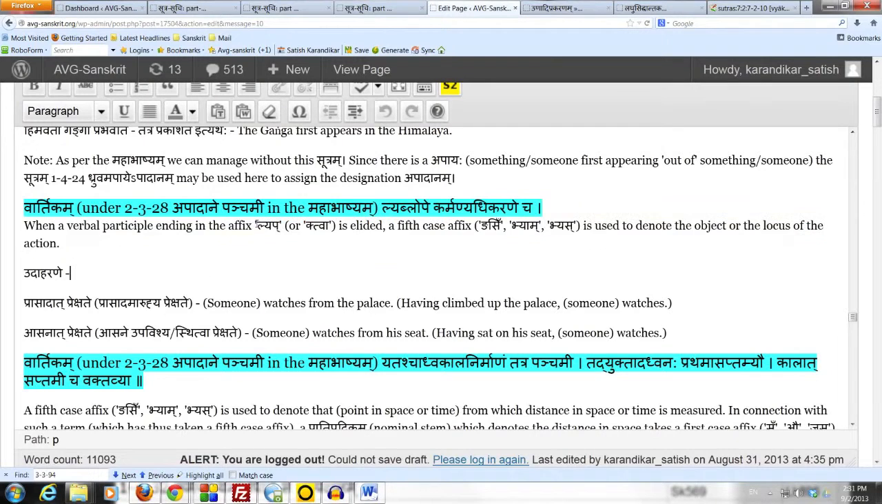Even though the Vartikam only says Lyab Lope, it also includes Ktva Lope, because as the Tattvabodhini commentary explains, Lyab Grahanam iha lavartha param tena Ktvopi Lope Siddhyati. So not only Lyap, but an affix which is used in the meaning of Lyap.